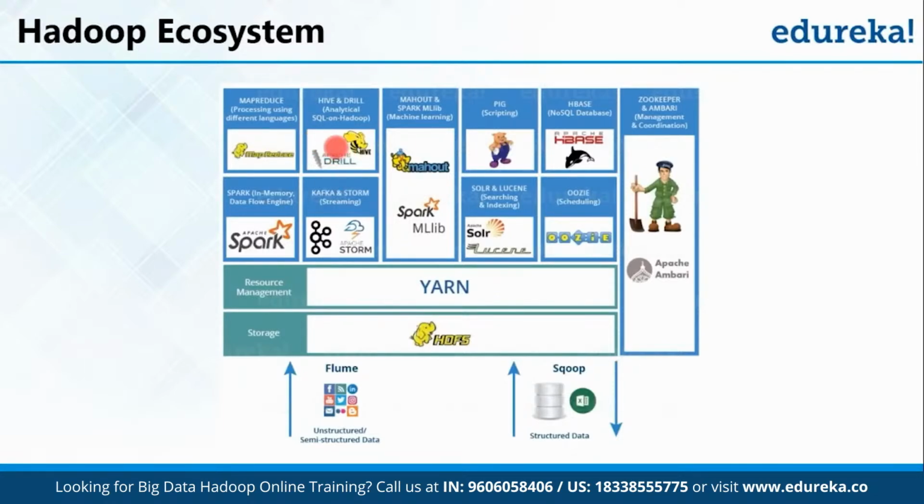Apart from that, we have Spark as well, which is used for near real-time processing. And in order to perform machine learning, we have a component in Spark itself called MLlib, and even Mahout. Now when we talk about MapReduce, we all know what exactly MapReduce is. It is basically Java programs that are used to process your big data.